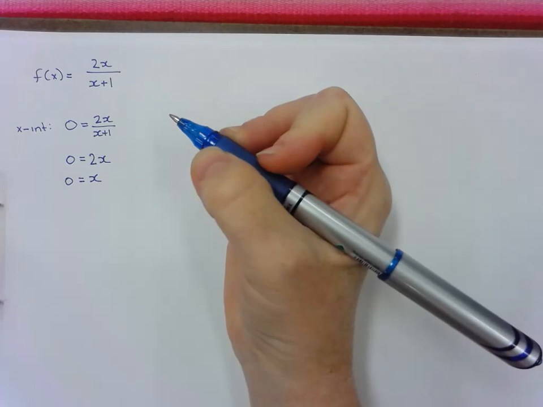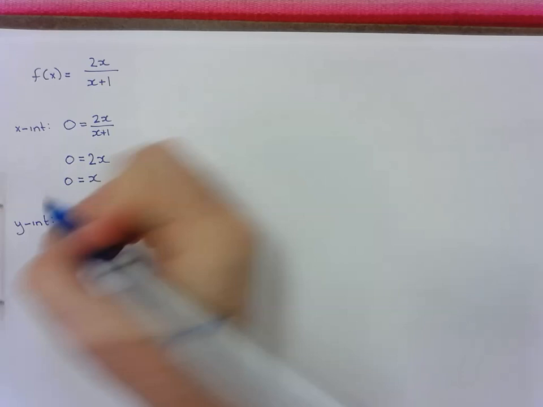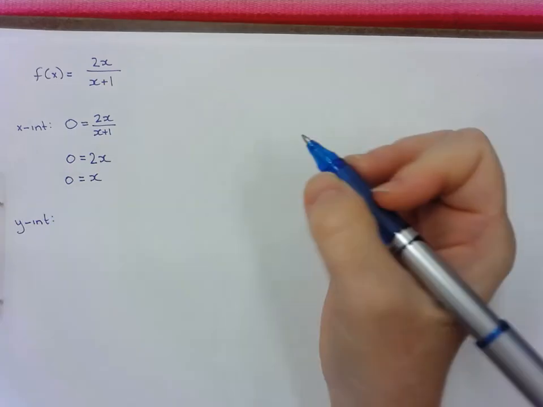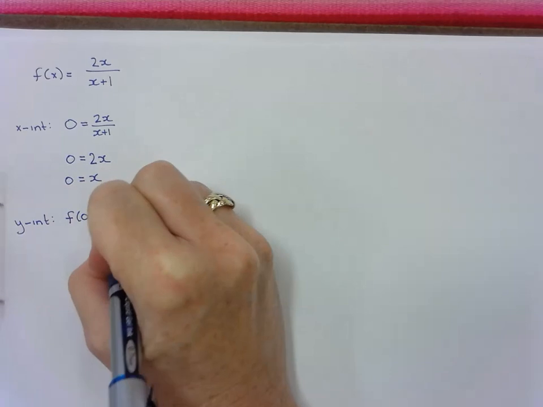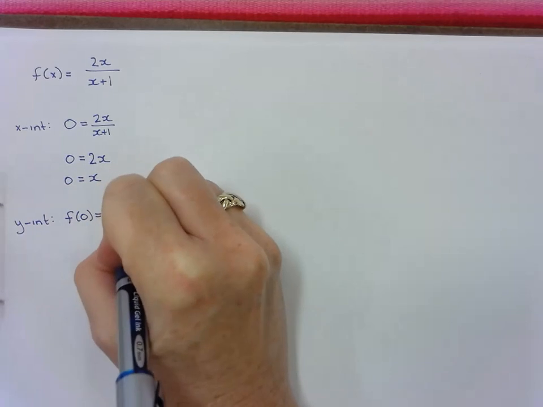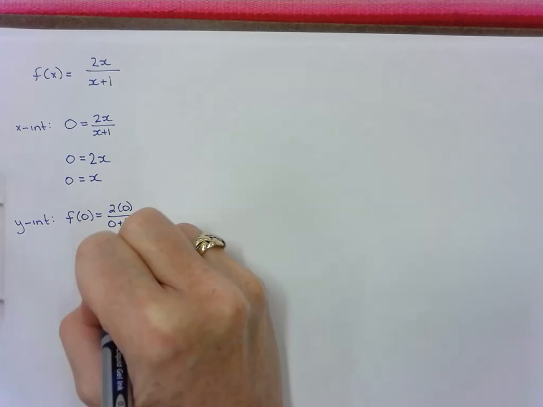Then we want to calculate the y-intercept, and we calculate the y-intercept by setting x equal to 0. So f of 0 is equal to 2 times 0 over 0 plus 1. That's going to equal 0 over 1, which is 0.